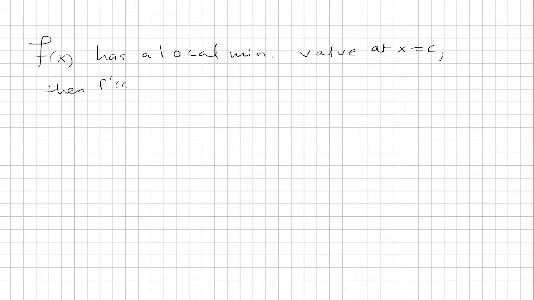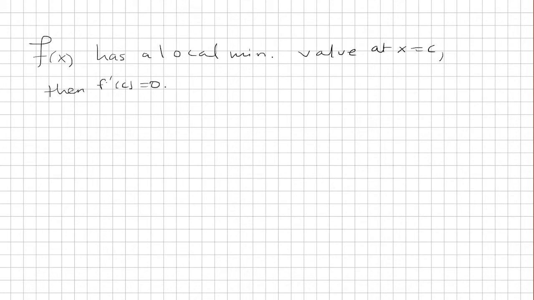Follow two questions. We want to see if it's true. If not, give a counterexample. So the first one says, if f of x has a local minimum value at x equals c, then f prime of c is equal to 0.